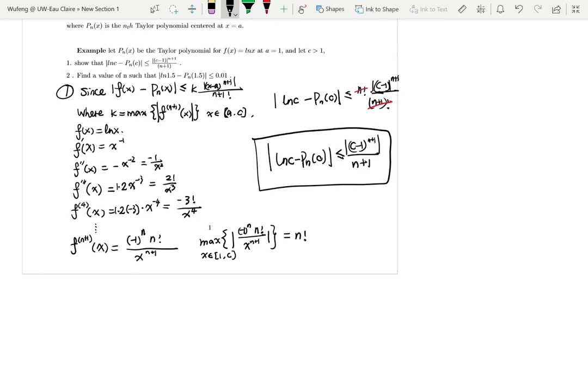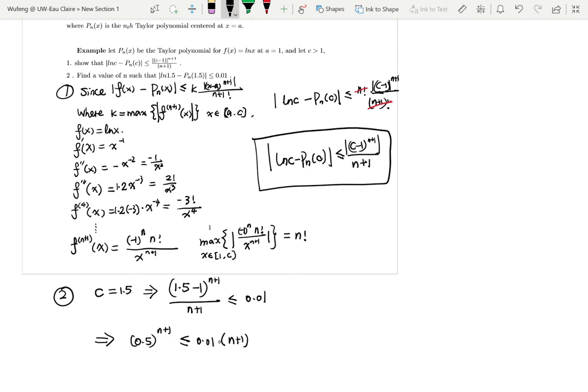Second, find a value n such that |ln 1.5 - P_n(1.5)| is less than or equal to 0.01, which means we need to solve for a number. We know that c equals 1.5 in this case. You plug it in, so you have (1.5 - 1)^(n+1) over (n+1) is less than or equal to 0.01. So you just try to solve 0.5 to the power n plus 1, this exponential function, less than or equal to 0.01 times (n+1). You want to find out the n here.